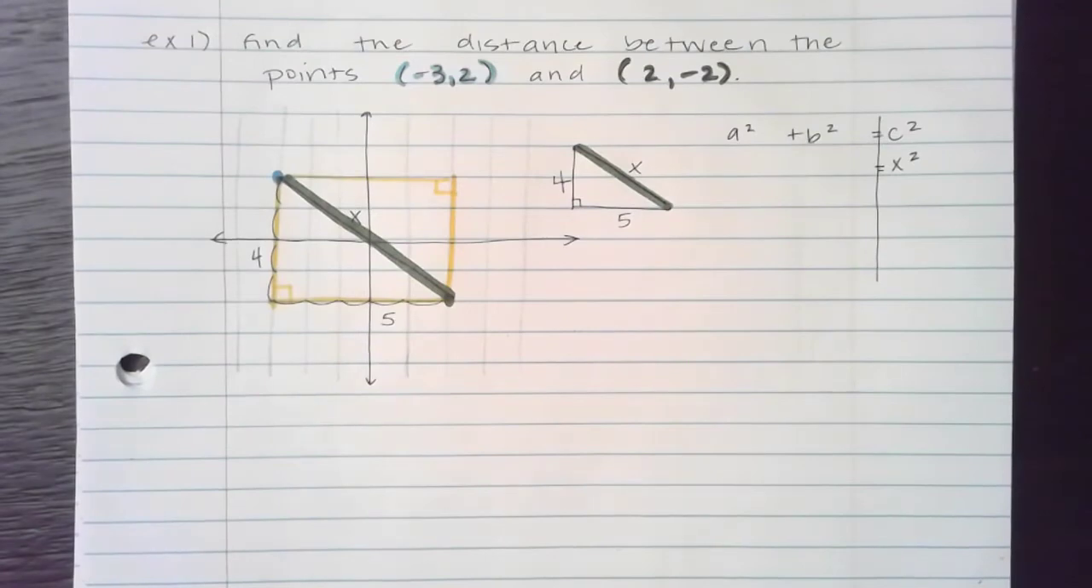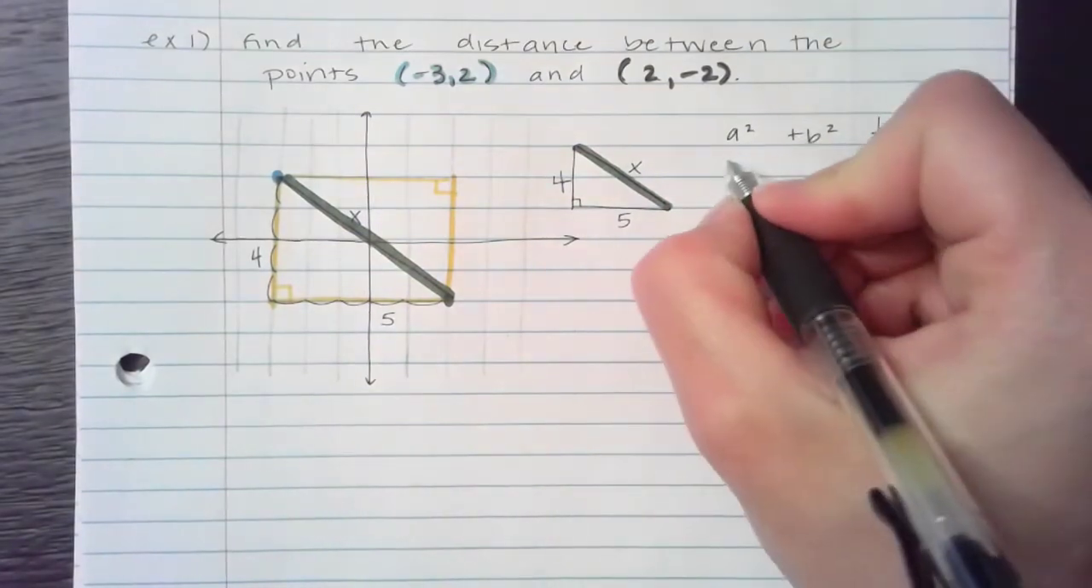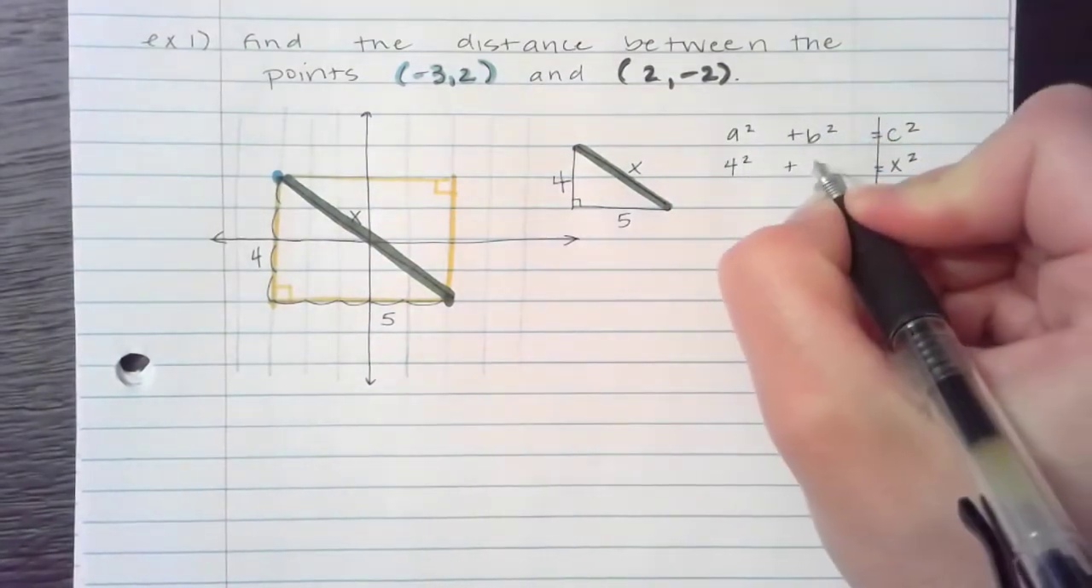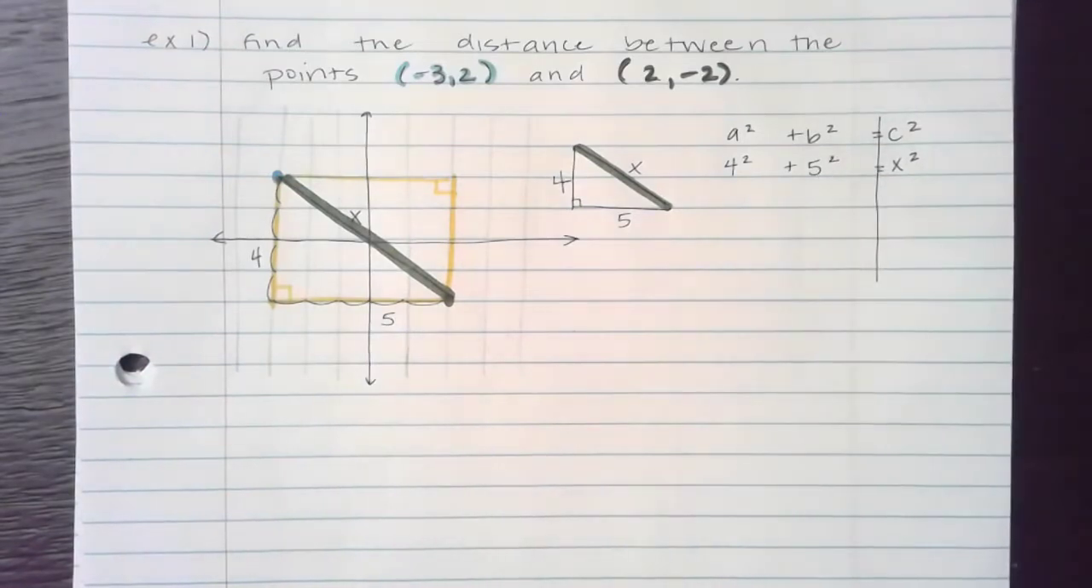And then a and b, it doesn't matter. 4 or 5, 5 or 4, doesn't matter, because both of them are legs, and both legs are a and b.